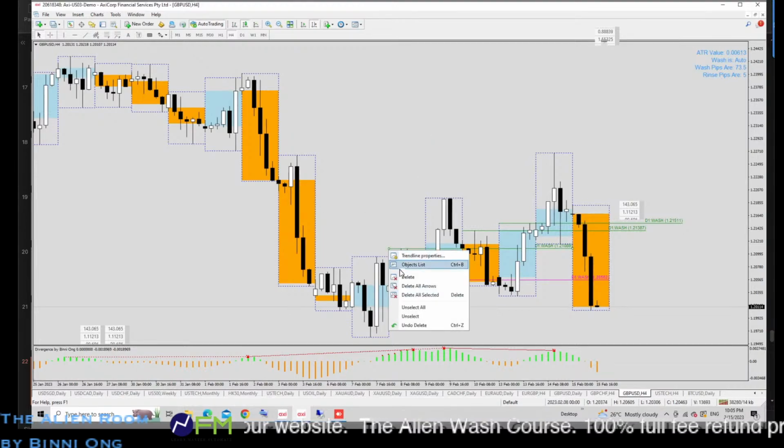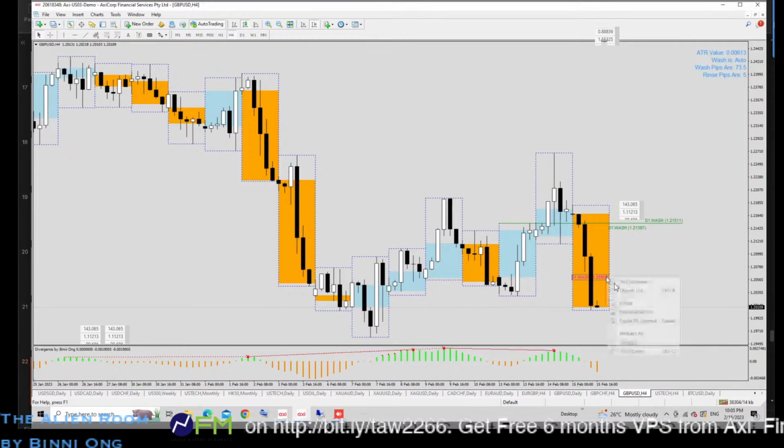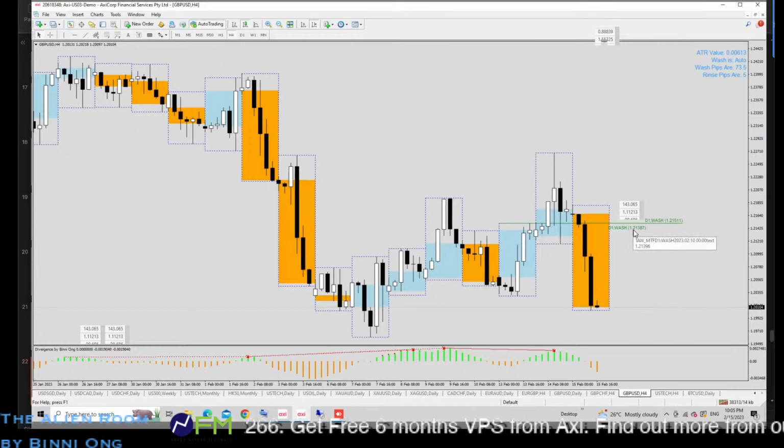This one is not the most recent one because it's not the right most. This one is also not the most recent one. I just delete them for you to see it easily. Not the right most, delete that. So this is the most recent line here, and it is very clear. It's a green color bar. Green color wash line. Then we ask ourselves, where is the opening bar?